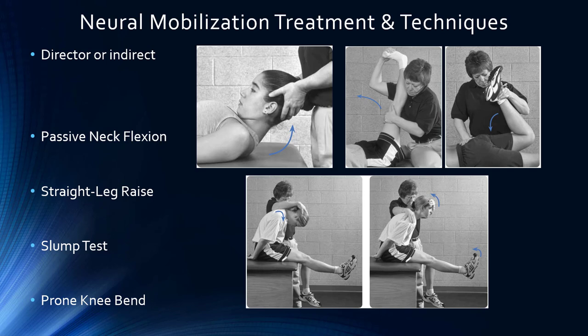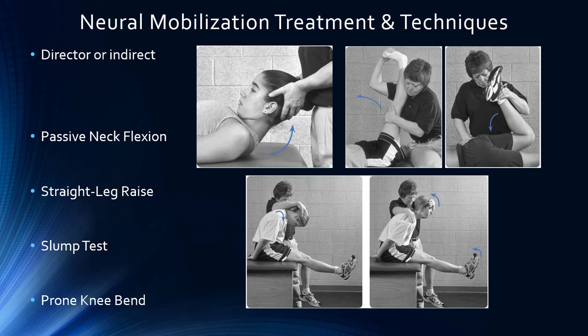There are 7 basic neural tension tests, 1 for the spine, 3 for the lower extremity, and 3 for the upper extremity. The spine test is a passive neck flexion. The lower extremity tests include straight leg raise, slump test, and prone knee bend. The upper limb tension tests are the ULTT1, 2A, 2B, and 3. Passive neck flexion is performed with the patient either sitting or lying supine.